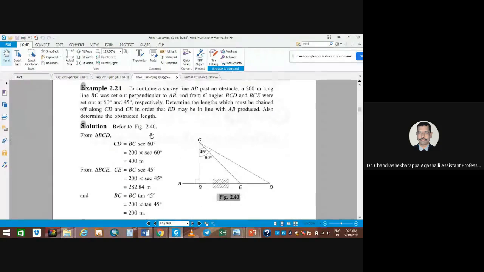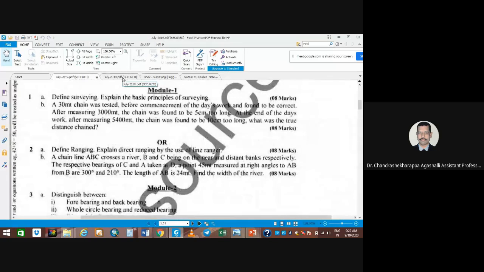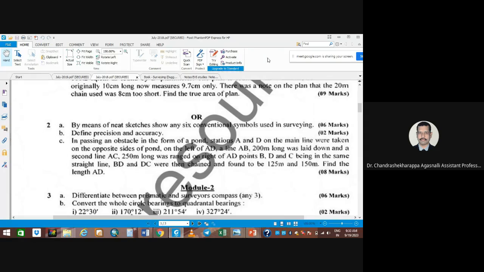These notes have been shared in your Google Classroom, and you can go through them and work out many more problems. I'm going to share the question papers in the Google Classroom so that you can easily start working on the previous question papers. That will be helpful for your main exams as well as for the internal exam. Right then, just a minute.